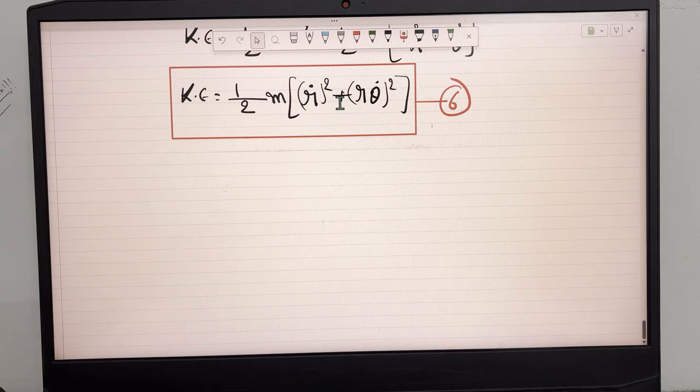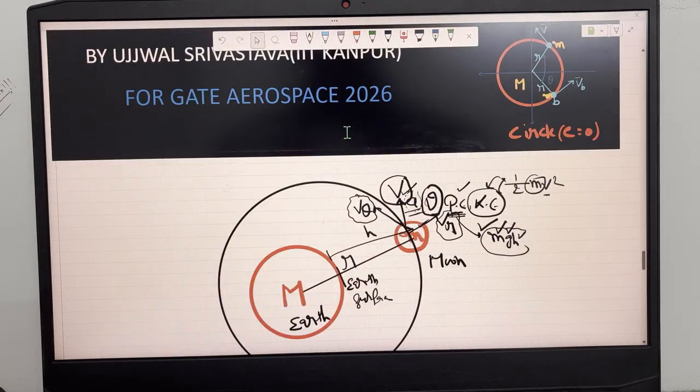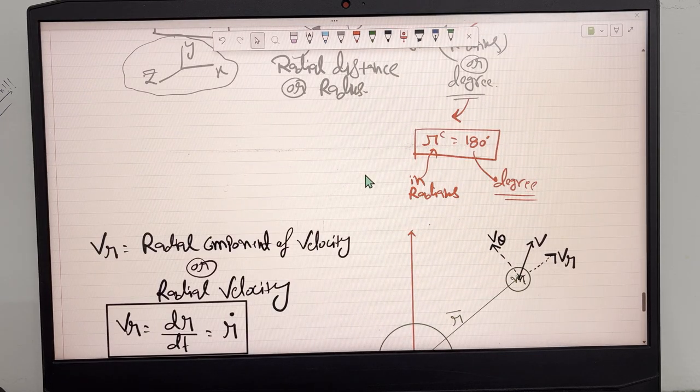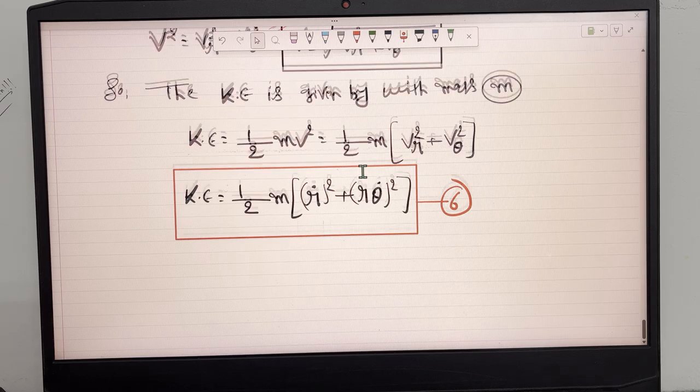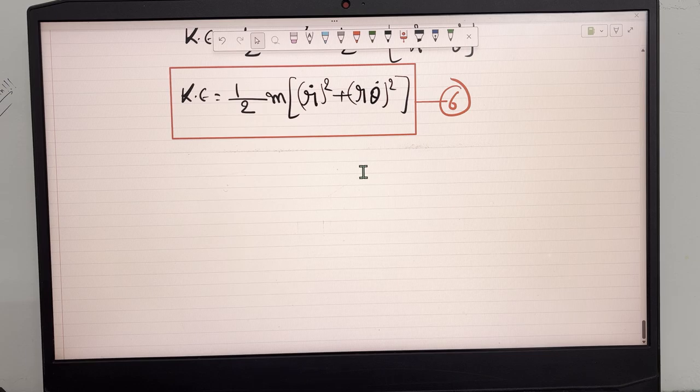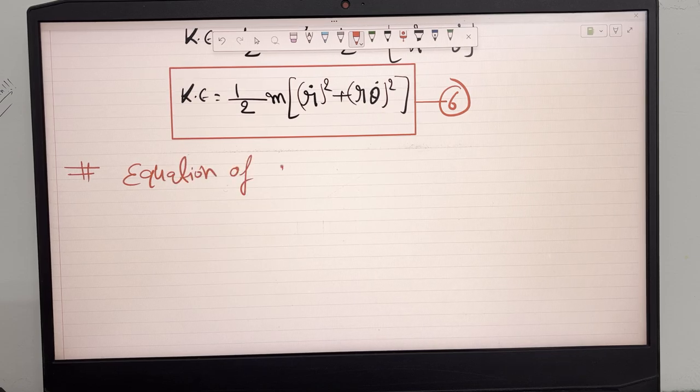Now we have found three things till now: the kinetic energy, potential energy, and the acceleration, right? Okay, now let me tell you something very interesting. The equations of motion in this particular radial direction as well as the tangential direction. So we have to find the equation of motion in these two directions. So for that, we have to write the equation of motion. So write a new topic: equation of motion.